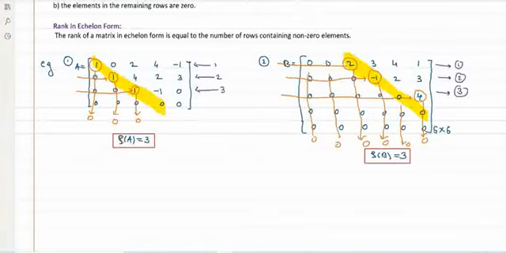And when you are solving a system of linear equations, there you have to apply only echelon form to find the rank. There you have to find only the row equivalent matrix. Is it clear?